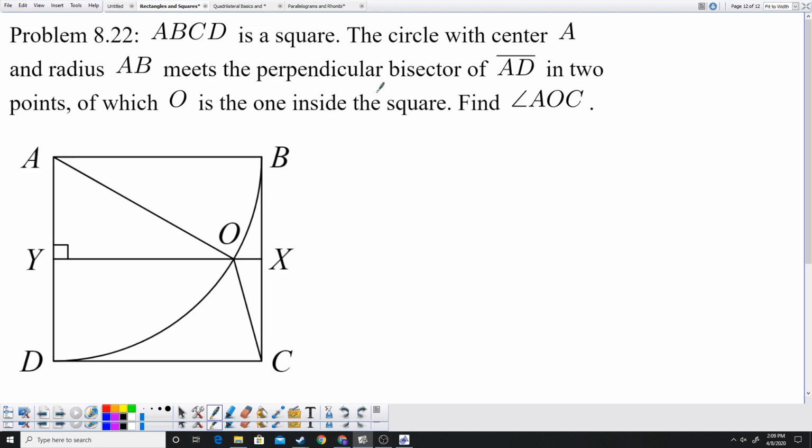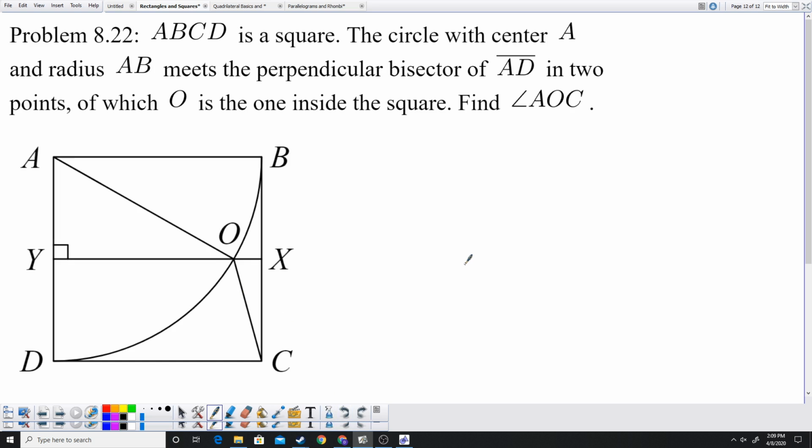Okay, so one last problem for the lesson. ABCD is a square. The circle with center A and radius AB meets at the point O. Well, it meets the perpendicular bisector of AD in 2 points, of which O is the one inside the square. Find the angle AOC. So I want this angle right there.